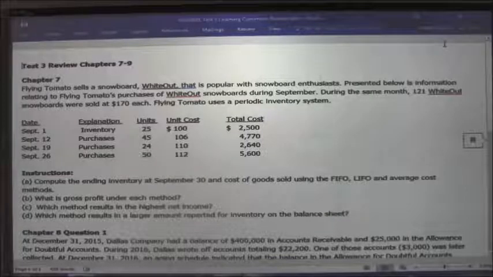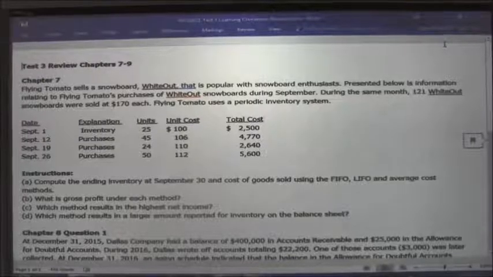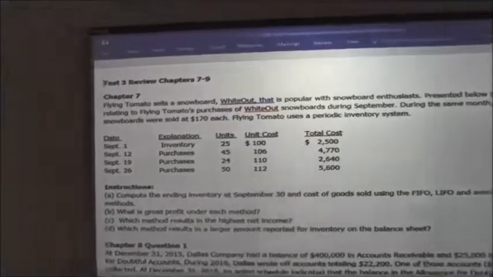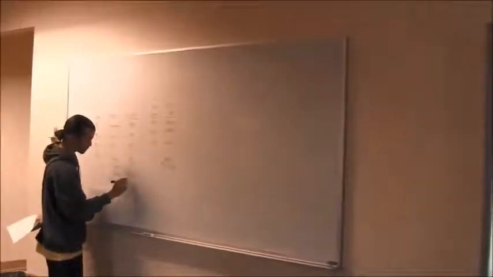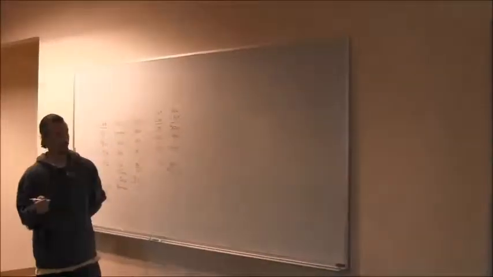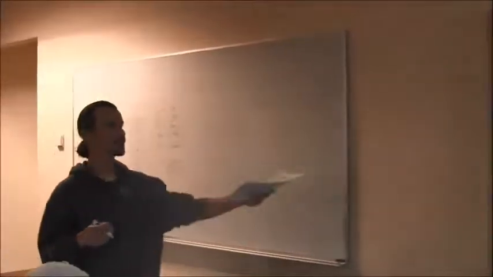Okay. Who can tell me how many units we sold this month? 121. Where did we get that from? It just says it right there. Half of this class is making sure you read the information so you know what you're looking for. So if we had in total 144 and we sold 121, that means we have how many remaining? 23.